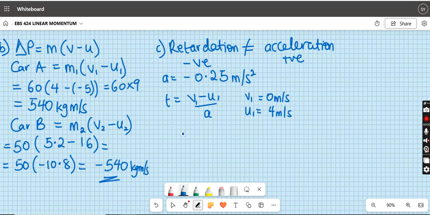Our a is negative, that's a retardation. We are looking for the time. So we're going to have 0 minus 4 all over negative 0.25. Okay? So we are going to have negative 4 divided by negative 0.25. And this will give us 16 seconds. I hope you had that when you tried it on your own. Okay, let's look at another example.